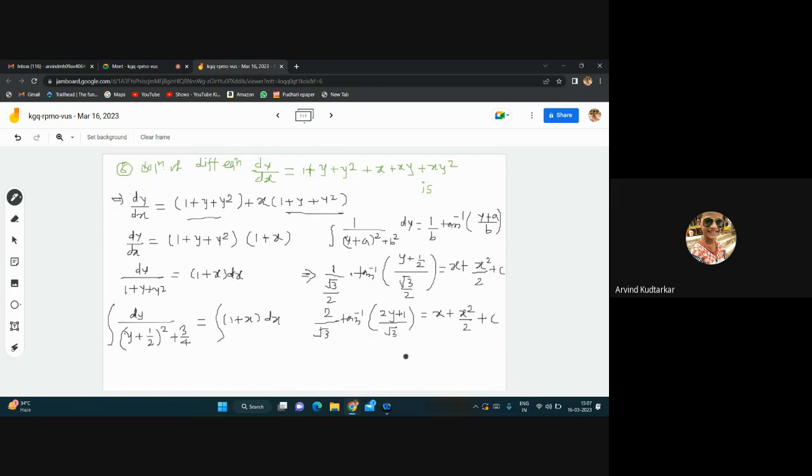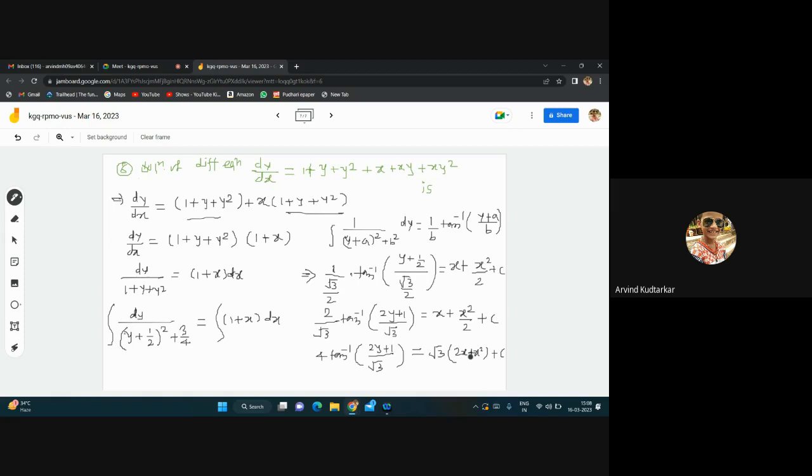ये 2 यहाँ पे शिफ्ट करना तो 2 into 2 क्या होता है 4. Before that you take the LCM. इकडे काय करावं लागेल LCM घ्यावं लागेल. तो क्या मिलेगा रे? That is 2 by root 3. ये root 3 यहाँ पे शिफ्ट करना. So 2 into 2 that is 4 into tan inverse of कसं लिहिणार आपण 2y plus 1 upon root of 3 that is equals to इकडचा हा root 3 इकडे शिफ्ट करा म्हणजे root of 3. Yes, what is that LCM? 2x plus x square plus c.